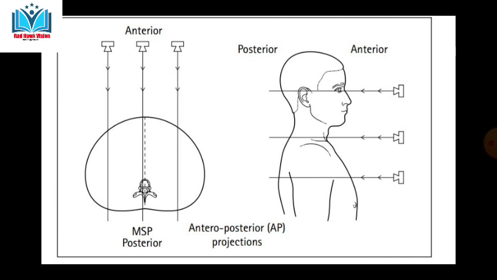Here on the right side, we have a patient in lateral position, and we can see how the central ray is directed from the anterior to the posterior side. You can see it. And on the left side of the image, we also have an example of a patient.